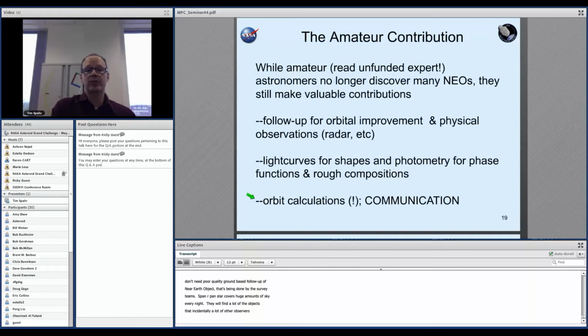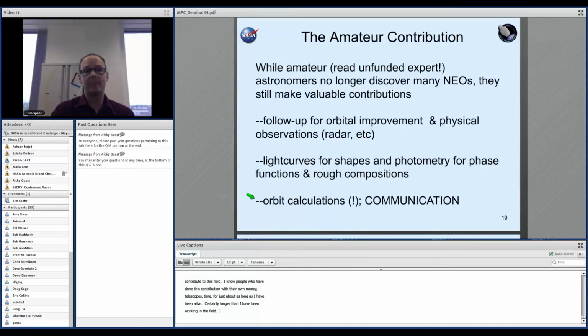I want to call out the amateur contribution. This is one opportunity I have to do it, and I want to make sure the record is straight on this. When I say amateur astronomer, I mean an unfunded expert astronomer, right? These are people who are using their own time and money to contribute to this field. And I know people that have done this contribution with their own money, their own telescopes, their own time, for just about as long as I've been alive. Certainly longer than I've been working in the field. And I want to tip my hat to them right now.